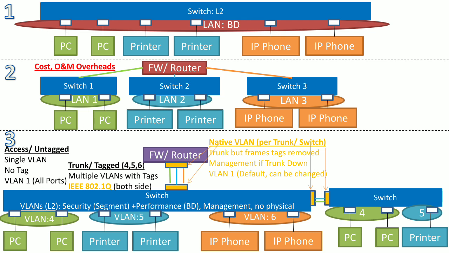So why do we use this native VLAN? We use it for management purposes. For example, if the trunk goes down, then the tagged frames are unable to reach the switch or the router, but the untagged frames would still flow. And since this native VLAN does not have any tagged frames, its traffic would reach the device. By default, VLAN 1 is the default native VLAN, but this VLAN ID can be changed.